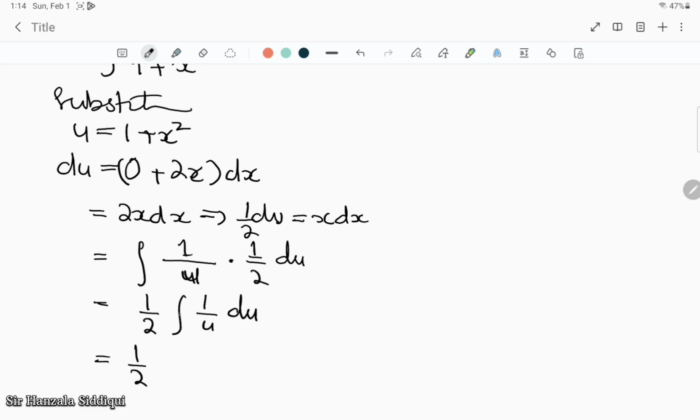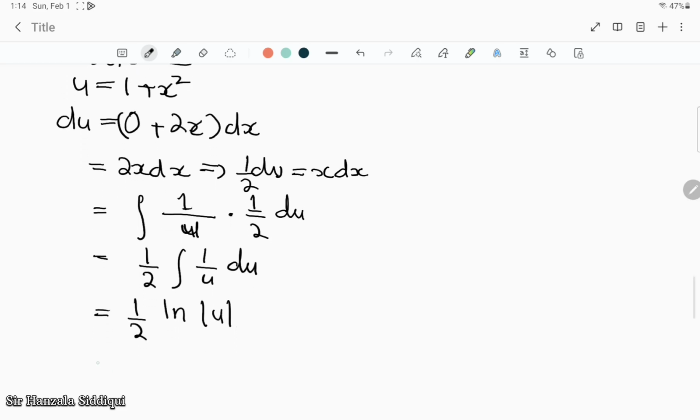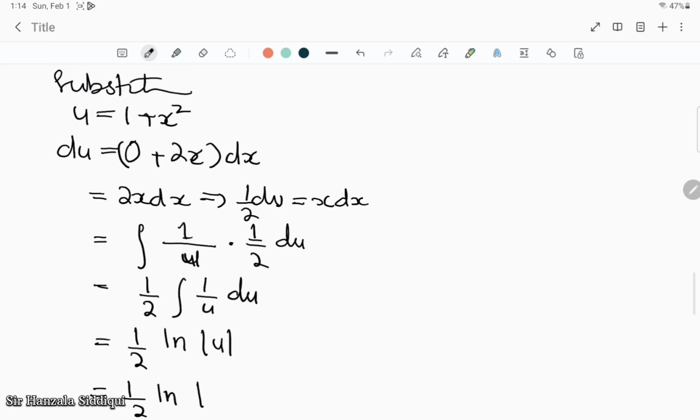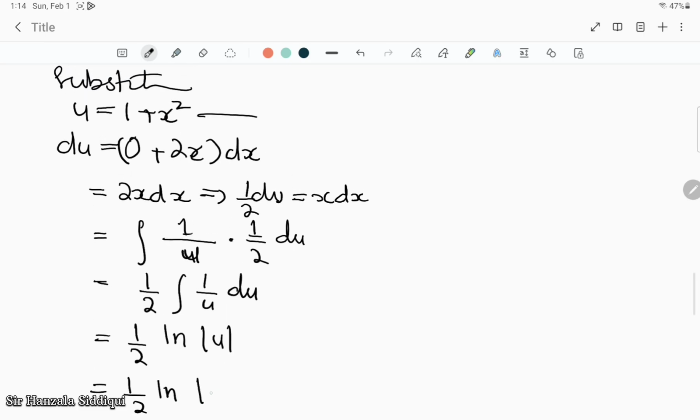Now we have the whole term, that is 1 over 2. When we take the integral of this one, we have ln u. So now 1 over 2 ln, and inside of this u we write 1 plus x squared, plus c. So basically this is the answer.